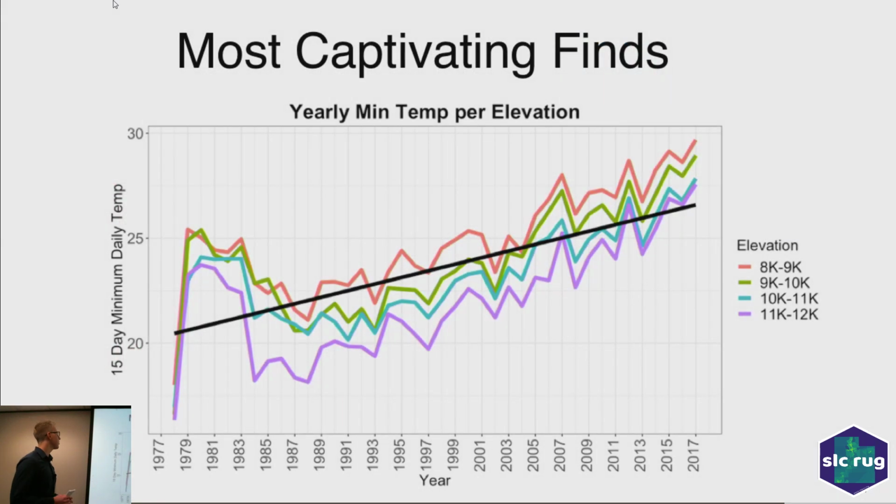Just to show you guys some of the cool, captivating finds, this is one of the most interesting graphs I saw. This is the 15-day minimum temperature at certain elevations across about 40 years. You can see that at night, it's not getting as cold as it has before. This is a very interesting graph. I thought maybe the data was bad, but I checked with NOAA, the National Oceanic and Atmospheric Administration. They gave me the same graph and said that they did the same study and found this: it's not getting cold at night anymore in the mountains. Now, I don't know why, but that's the data.